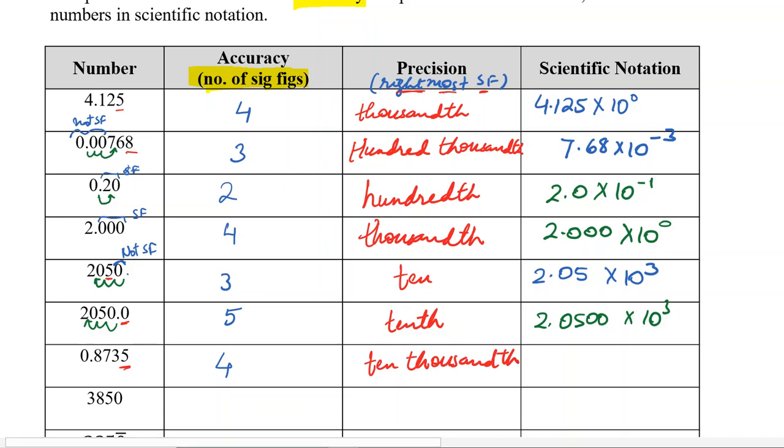And if you want to write it in scientific notation, you need to move the decimal 1 place to the right. So it will be 8.735, and 1 place to the right means 10 raised to power -1.